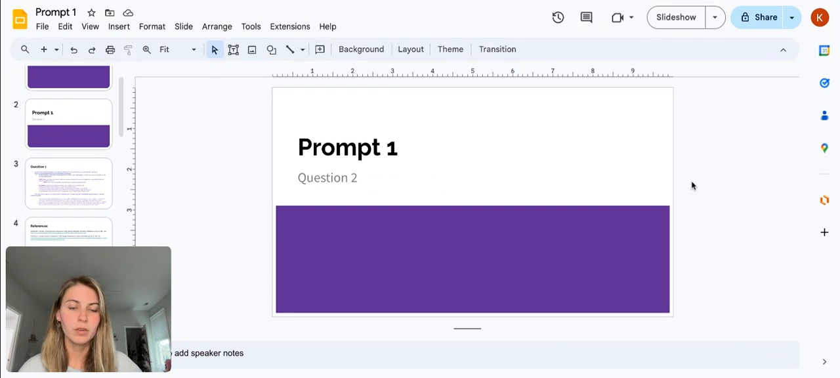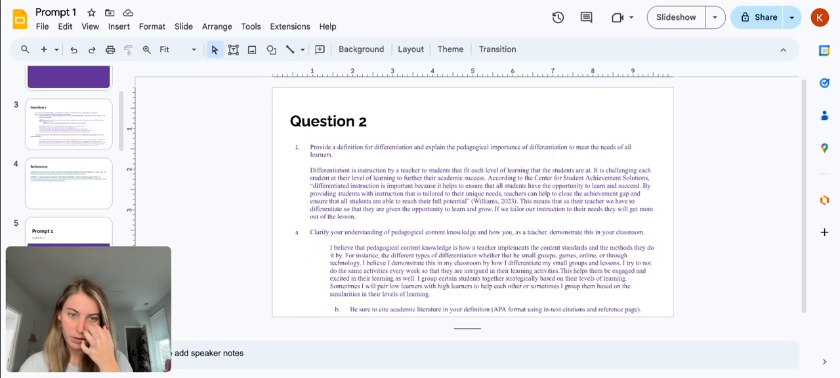Then question 2 was to provide a definition for differentiation and explain the pedagogical importance of differentiation to meet the needs of all learners. So, differentiation is instruction by a teacher to students that fits each level of learning that the students are at. It is challenging each student at their level of learning to further their academic success.